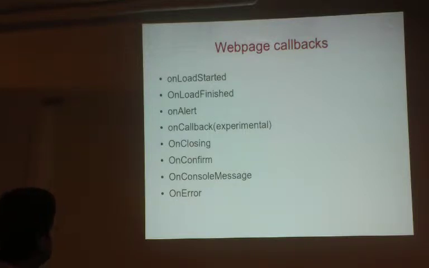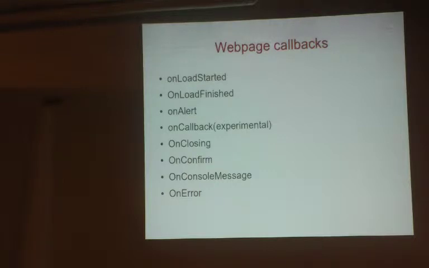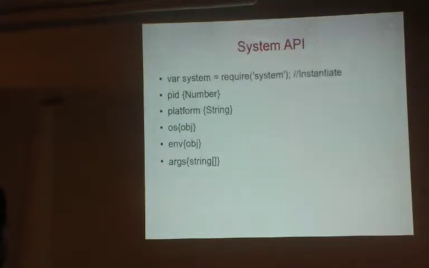onConsoleMessage is whenever you have console.log in your web page context, then this is the function that gets triggered. onError is triggered whenever you have some error in your web page context or have an exception on the web page, then this is the function which gets triggered.